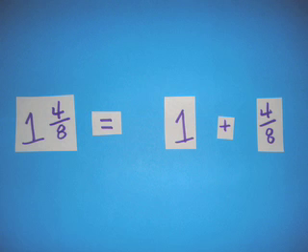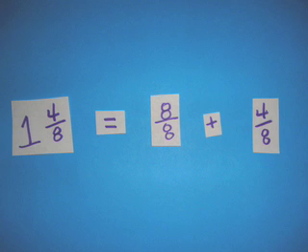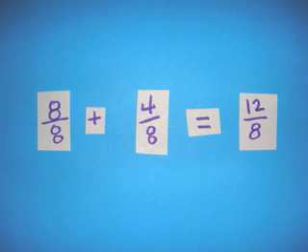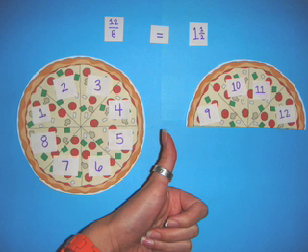Yet another way of looking at this is seeing that 1 4/8, which we know to be the same as 1½, is 1 whole plus 4/8. 1 could then be replaced with 8/8 since they are equal, and then you would just add 8/8 and 4/8 to get 12/8. No matter how you slice it, 12/8 is the same as 1½.